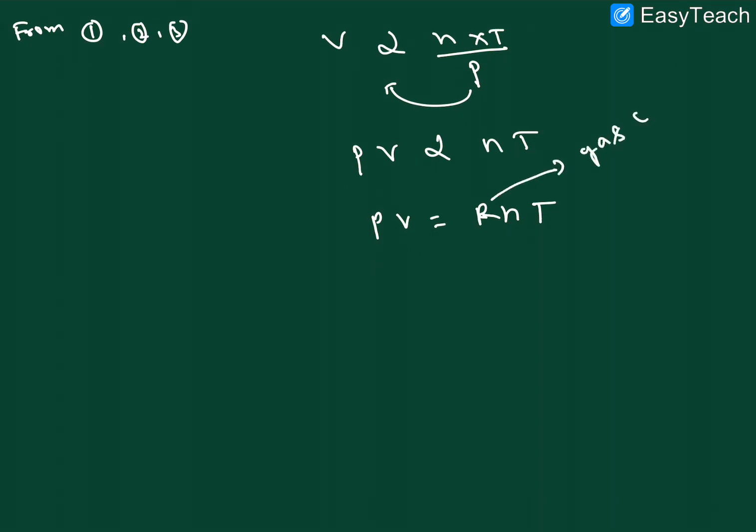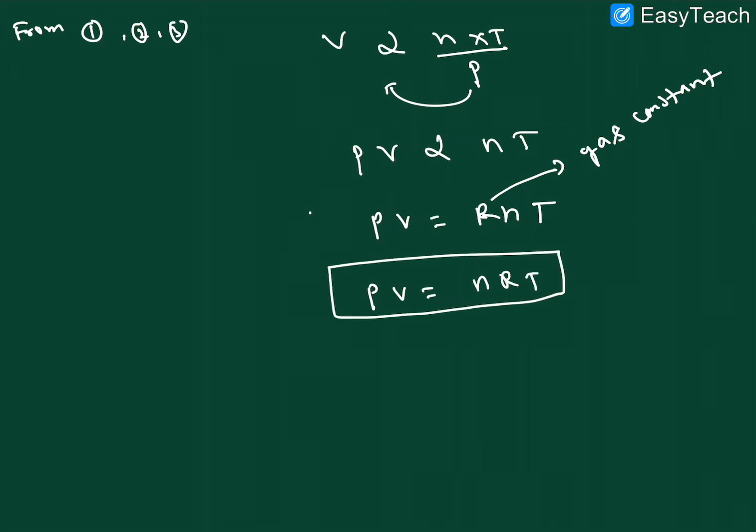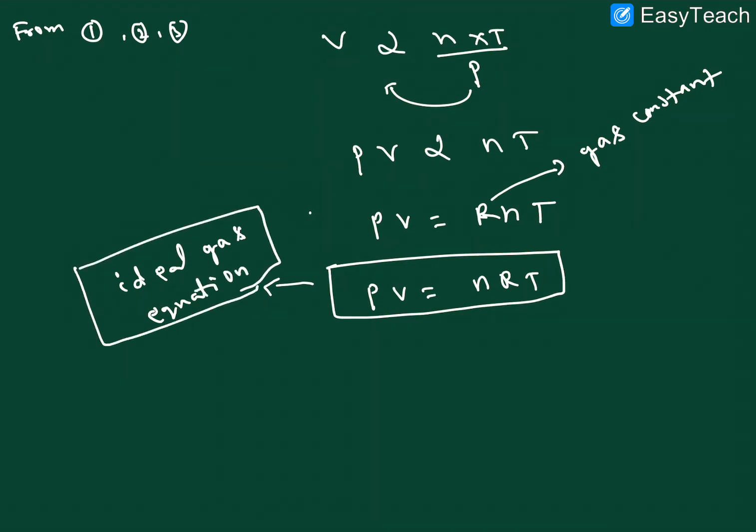The gas constant can also be called the universal gas constant, right? We can write this as PV equals nRT. This is called the ideal gas equation. What is it? The ideal gas equation. I hope it is clear. PV is equal to nRT, it's called the ideal gas equation, right?